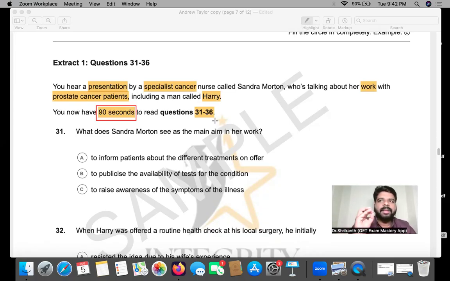Now, the main reason why you get 90 seconds to read the questions is to mentally prepare yourself. Otherwise, they could simply say, this is listening part C, extract one, and within 10 seconds play you the audio. But here they're giving you 1.5 minutes before the audio plays. And why is this done? For you to mentally prepare yourself.